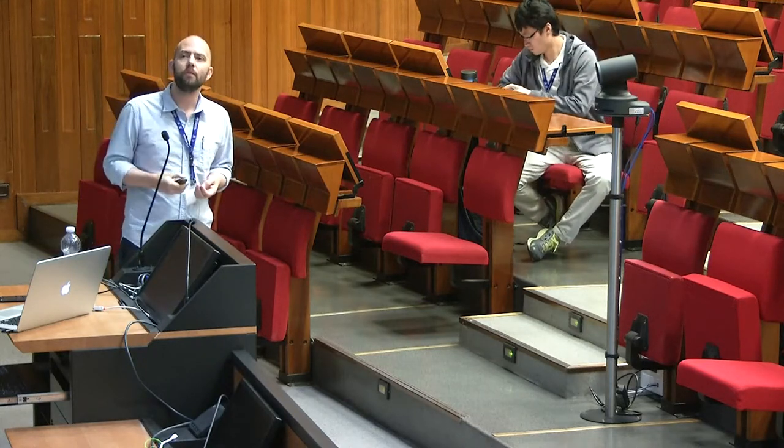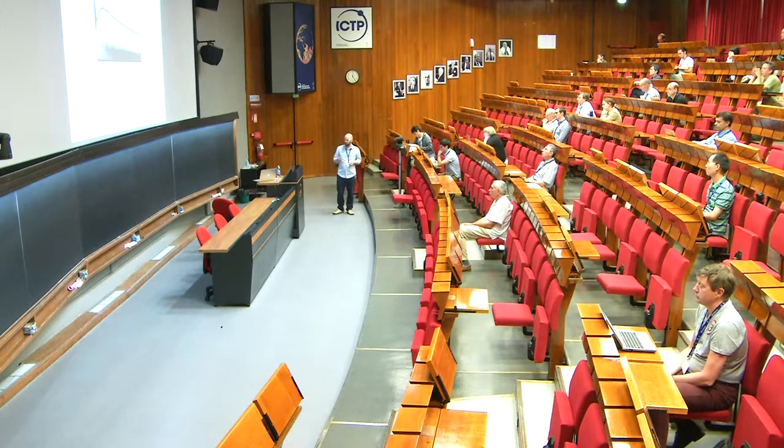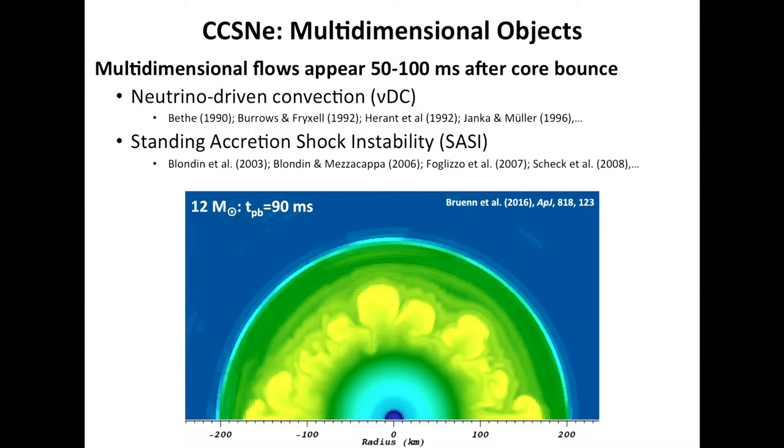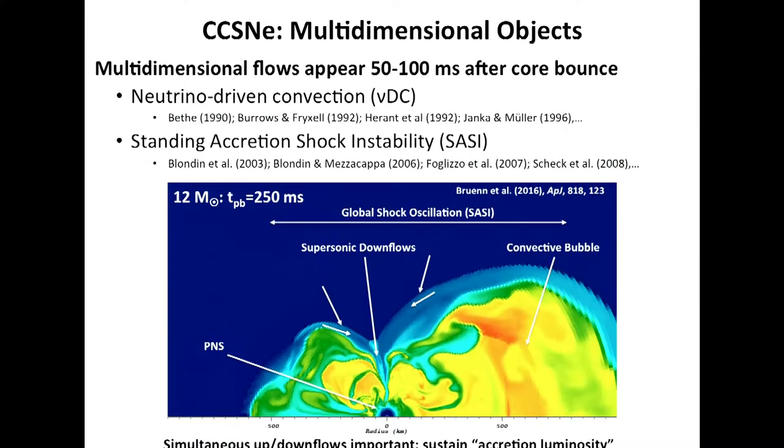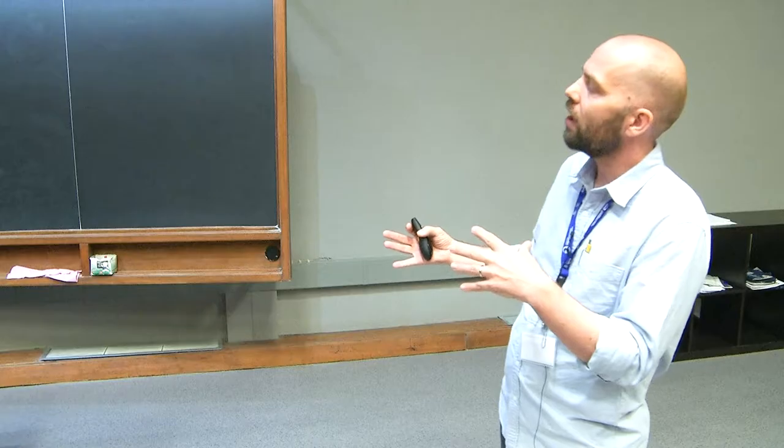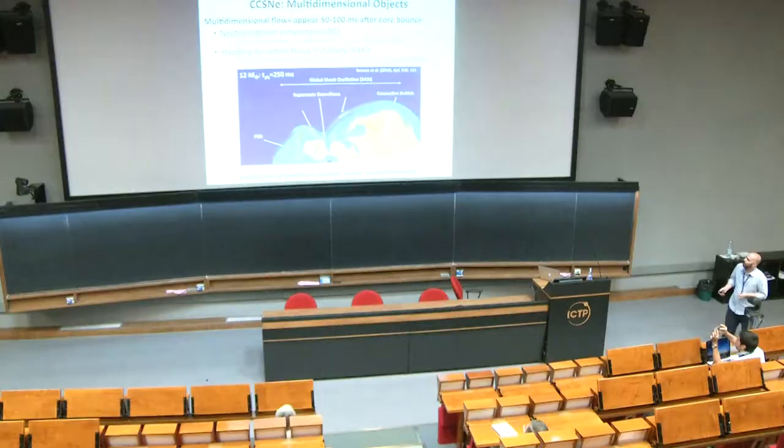So multidimensional effects are important. So simulations must be done in multi-D. So this heating region between the shock and the protoneutron star is continually heating in this layer and heats up the material and it becomes convectively unstable. So neutrino-driven convection sets in. In addition, there is an instability in the shock wave itself that leads to large-scale sloshing motions of the shock. And both of these instabilities lead to simultaneous upflow and downflow, which is different from what you can get in spherical symmetry.